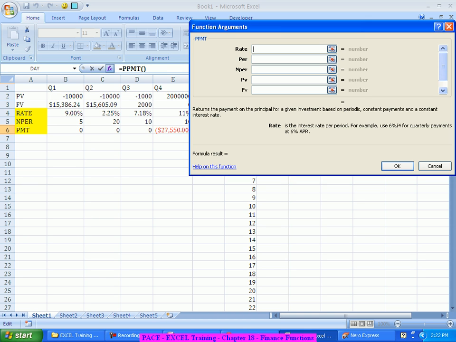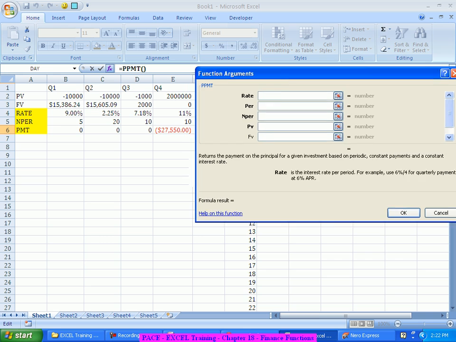PER is the current period: first month, second month, third month. Because for each month the principal is different, interest is different. So which month I am interested in is the PER. But NPER is the total, 120 months or whatever it is.